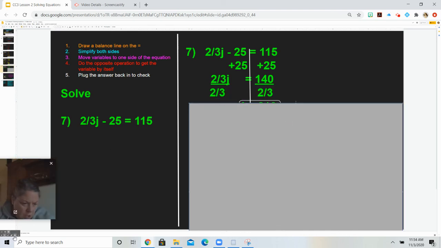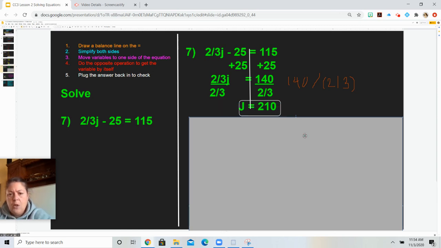Now, to enter this on your calculator, you're going to type in the 140 and then divide. And then you're going to do 2 divided by 3. And notice I'm putting the 2 divided by 3 in parentheses. So what I'm telling the calculator to do, it's going to convert 2/3 into that decimal, and then it's going to do 140 divided by whatever that decimal is. And when you do that, you are going to get that answer of 210.